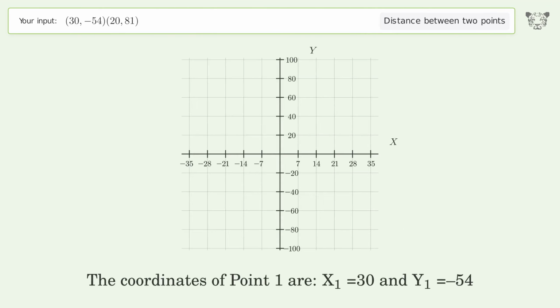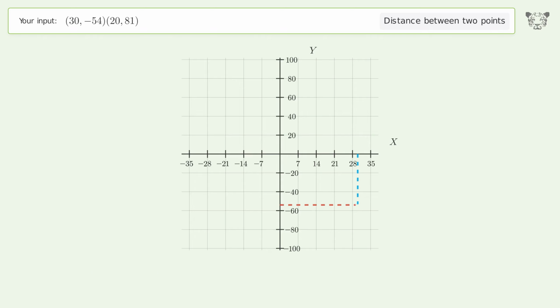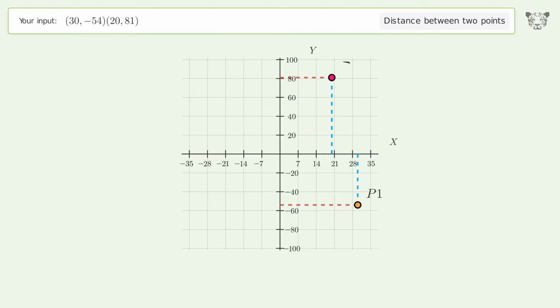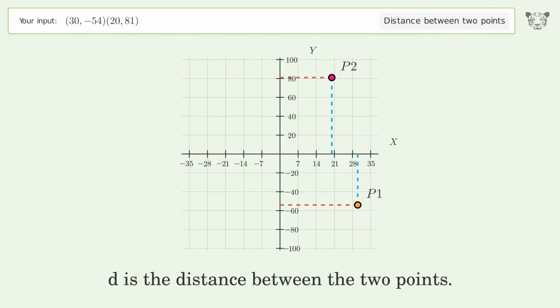The coordinates of point 1 are x1 equals 30 and y1 equals negative 54. The coordinates of point 2 are x2 equals 20 and y2 equals 81. D is the distance between the 2 points.